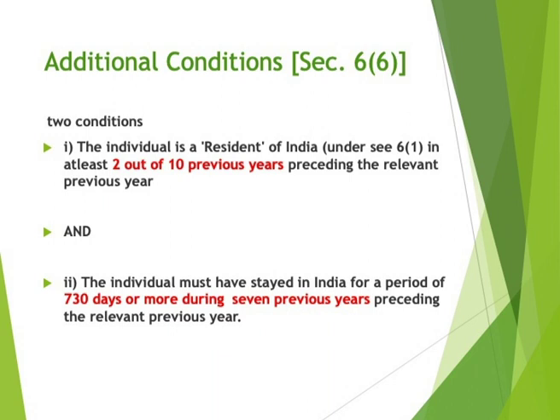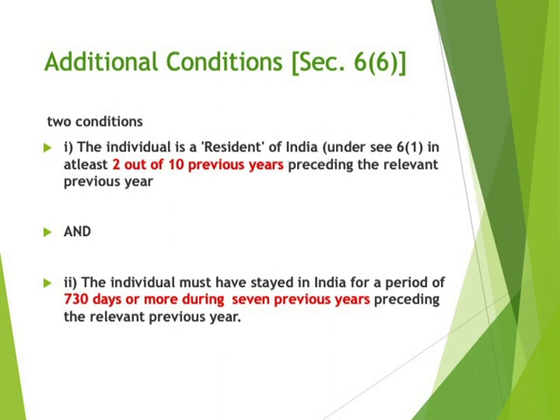Additional conditions are discussed in section 6, subsection 6. Again, we have two additional conditions. Look at the first one: the individual is a resident of India at least 2 years out of the 10 previous preceding years. So, what is the first additional condition? The individual must have stayed in India for 2 years out of 10 years, that too relevant to our preceding previous years. This is the first additional condition.